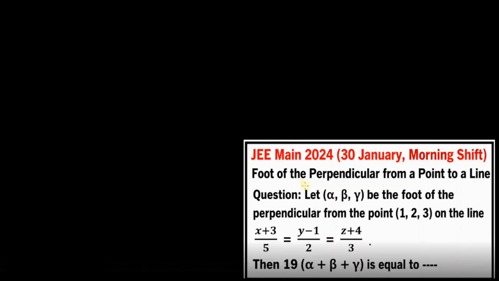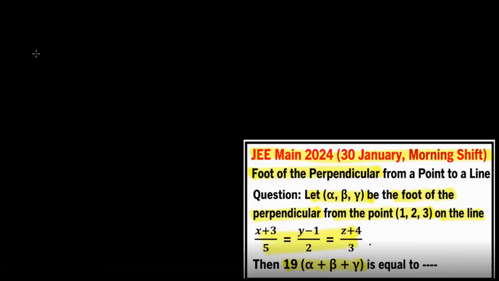Today's problem is an official JEE Main 2024 PYQ based on one of the most important concepts in 3D geometry, foot of the perpendicular. This idea is the foundation for many other questions, including image of a point. So let's master it. Alpha, beta, gamma is the foot of the perpendicular from the point (1, 2, 3) on this line. We have to find 19 times alpha plus beta plus gamma.